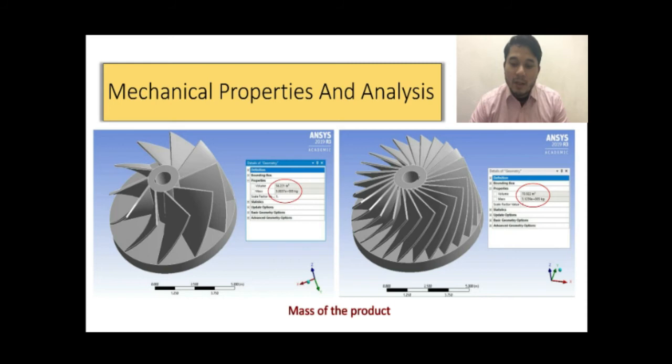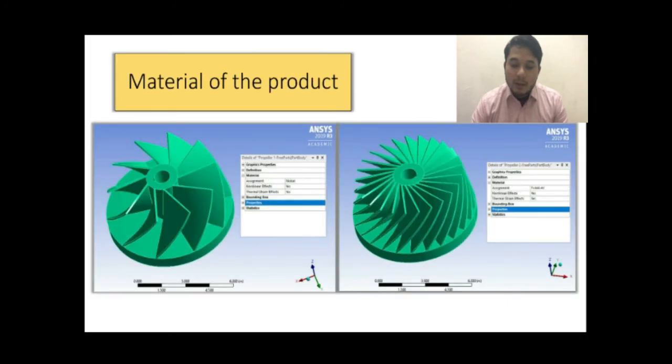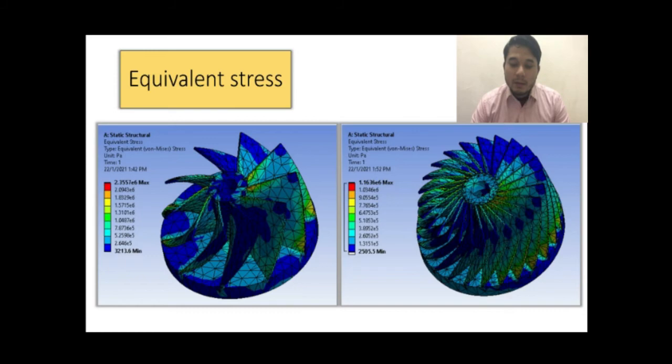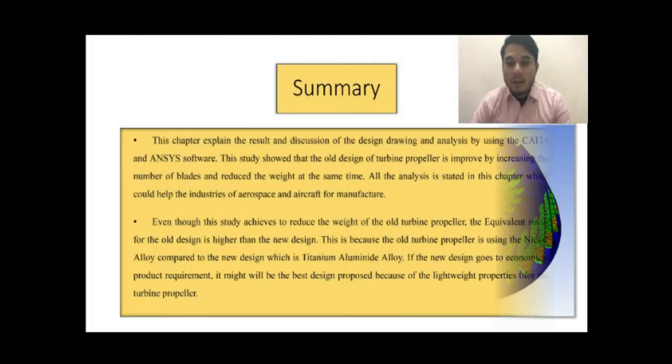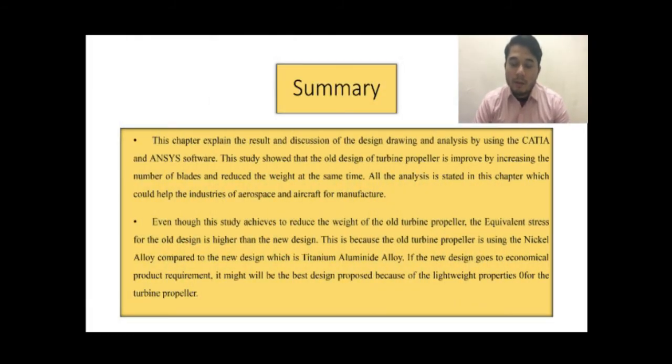These are the properties that have been analyzed for this study. First, the mass of the old and new design. Secondly, the material used for the propeller. Third, the equivalent stress of both designs. Lastly, the safety factor that shows two different safety factor values. Here it shows that the old design is much better because it generates the nearest number of safety factor to the ideal safety factor, which is 1. Okay, we go to the summary of this chapter.